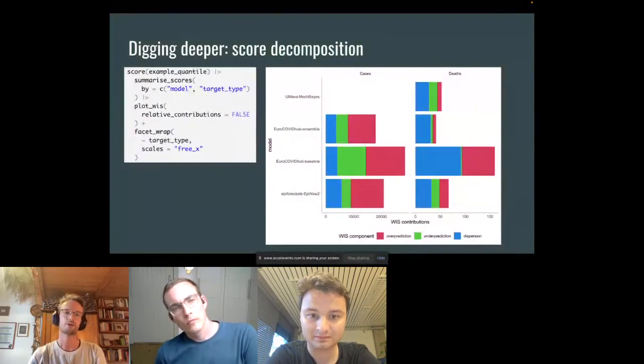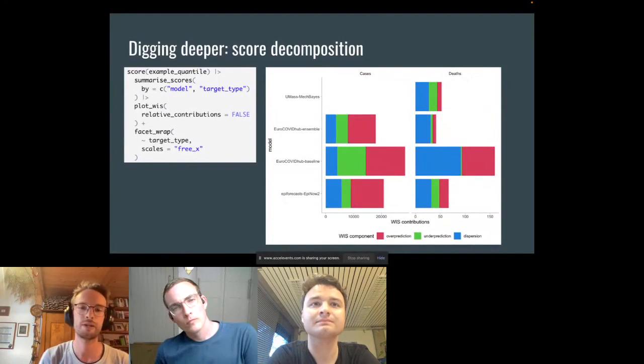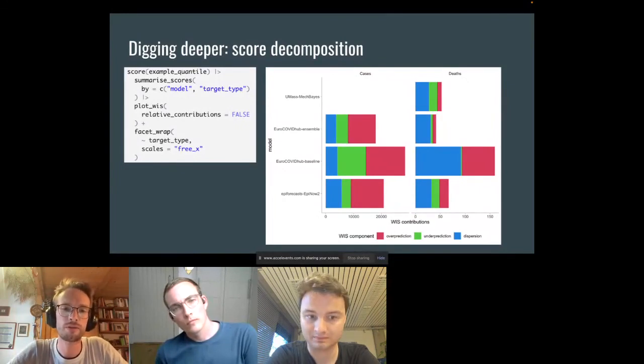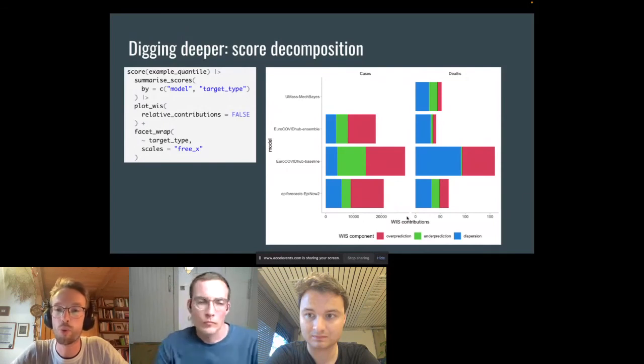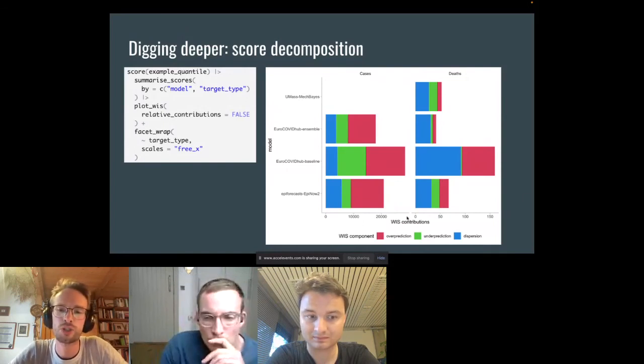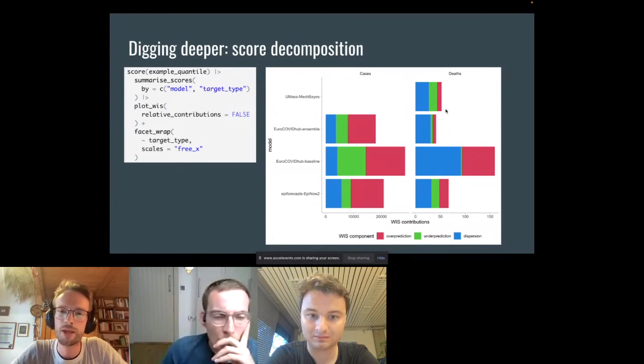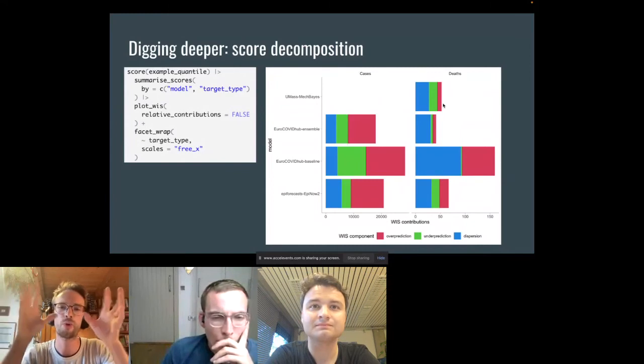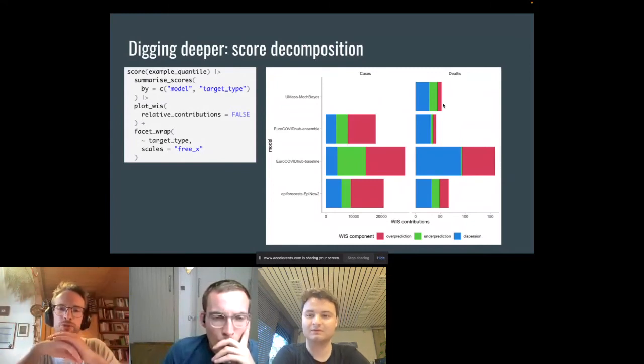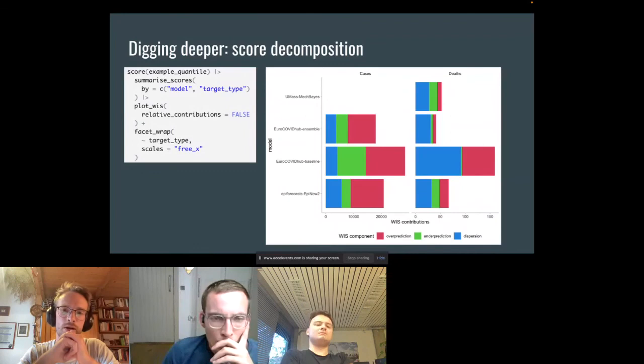Okay, so then again, if you want to dig deeper, you can, for example, decompose some of the scores. So this is the weighted interval score, which essentially has a component called overprediction, underprediction, and dispersion. And you can see what different contributors to the overall scores are, which is very nice.